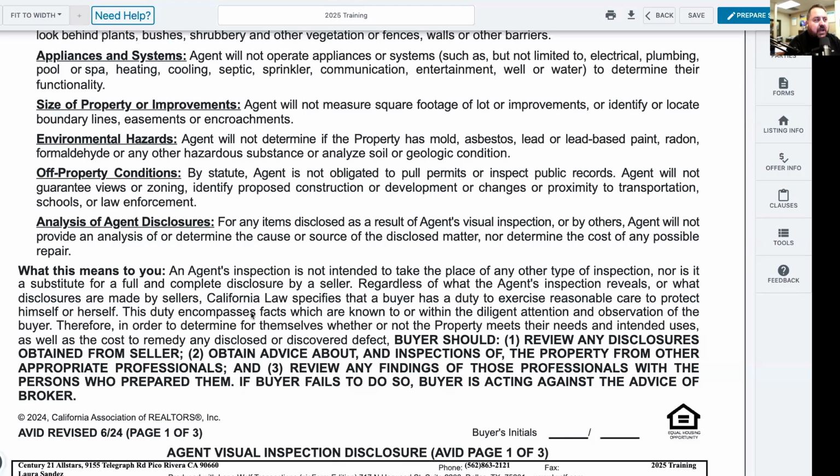It's not our job to do that with things like law enforcement or transportation. Like, hey, the bus is 2 blocks away. What if they close that bus stop? Okay, so we're not responsible for things like that.